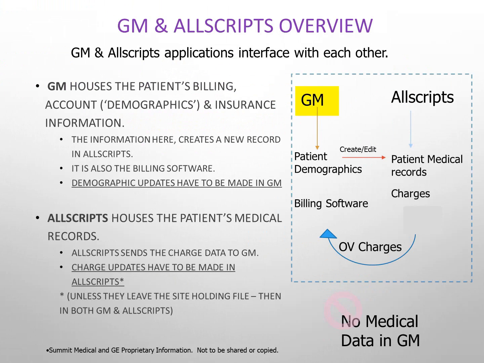Group management is the application used to create patient records, store patient demographics, and bill the insurance companies. It transfers much of this patient data to the Allscripts application, creating the patient's medical record. If changes need to be done to a patient's demographics, they need to be done in GM.